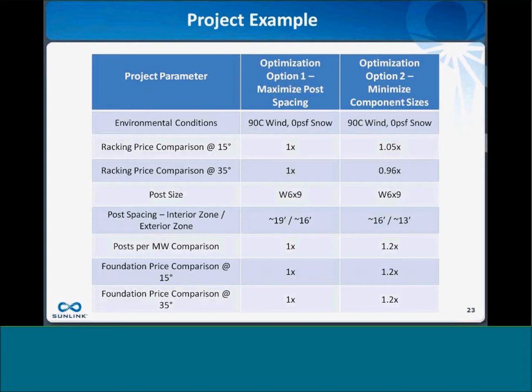So what that's just showing is that, because you're changing two things at the same time, you're changing those component sizes, so your purlin depth, your rail size, while also changing your post spacing, it's not directly linear. There's not one solution that's always cheapest for each project from a racking perspective.